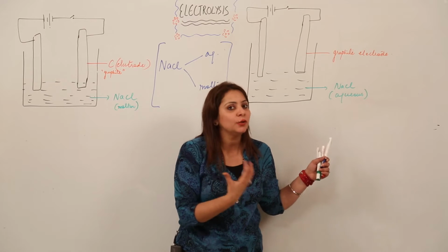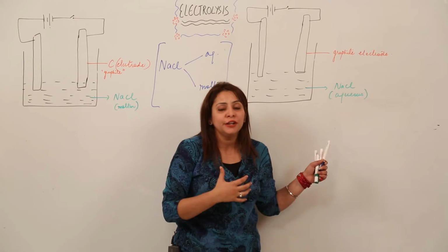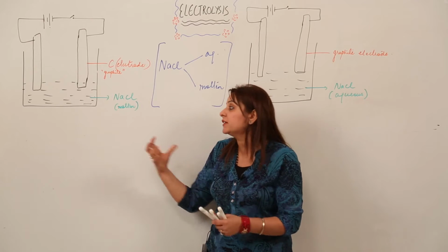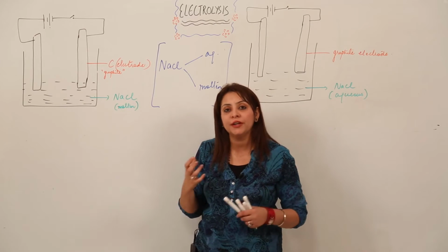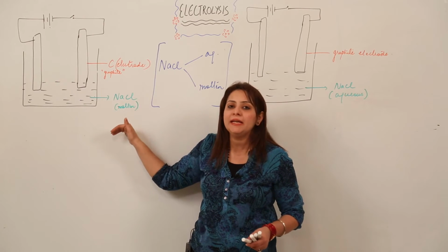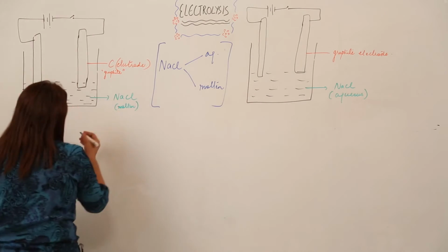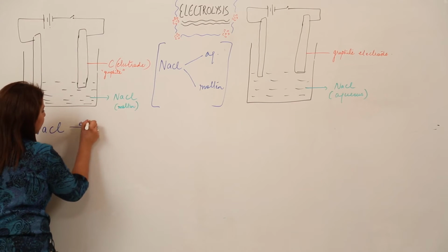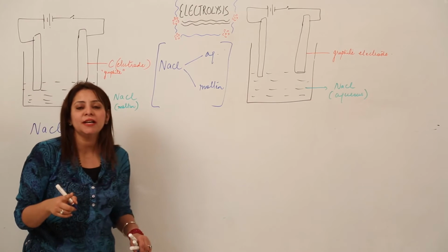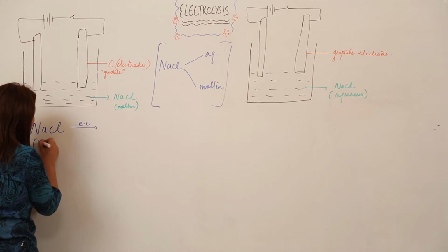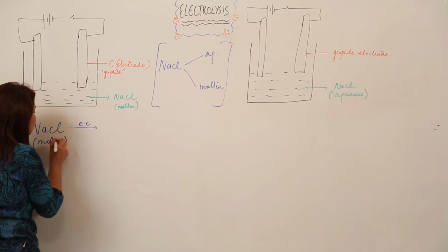So just look at the board and try to recall it and go into the depth of the reason, what is the main cause for it, right? Just look at the first figure, that is the electrolysis of the molten NaCl. What is going to happen when we pass electric current through the NaCl? We know that on passing the electric current, the electrolyte splits into ions. Here we have a molten electrolyte, so again it will split up into ions.